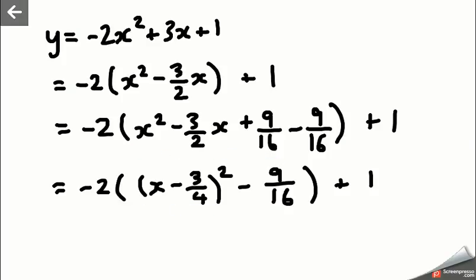And so finally, one last step. Let's expand this bracket out. We get negative 2 times (x minus 3 over 4) squared minus 9 over 16 times negative 2.